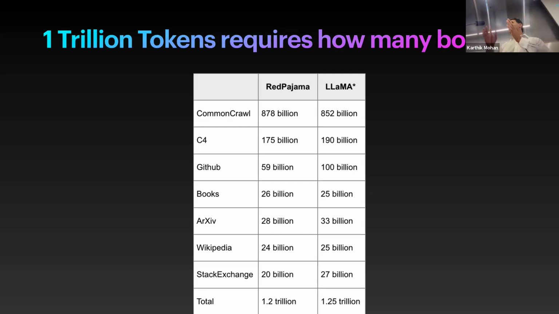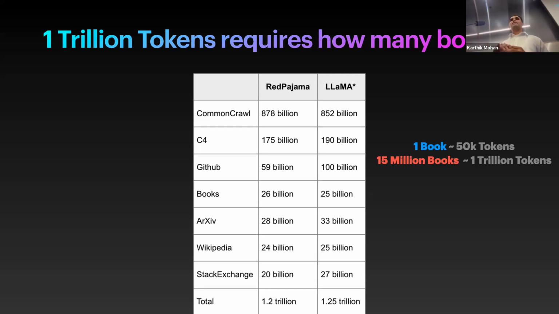So if we equate tokens to words and then words to books, how many books is 1 trillion tokens? How many words per book? Typical, let's say a 250-page book. 25,000, 50,000. Let's say even 50,000 tokens, right? We're actually looking at a data equivalent of having gone through 15 million books.